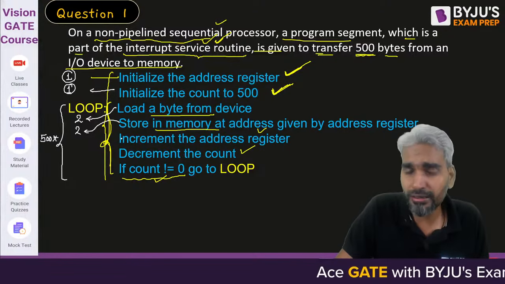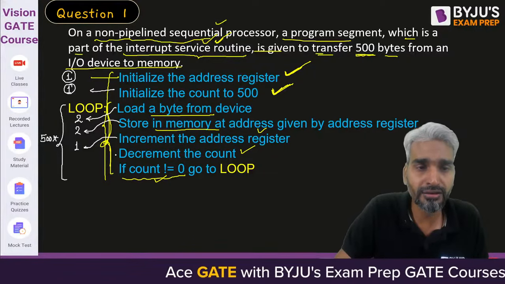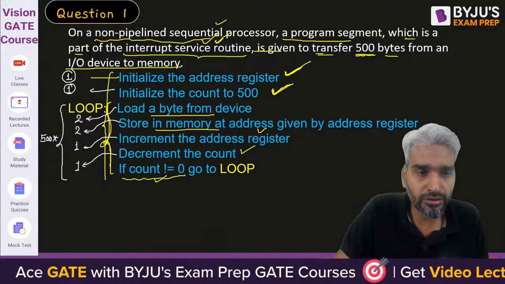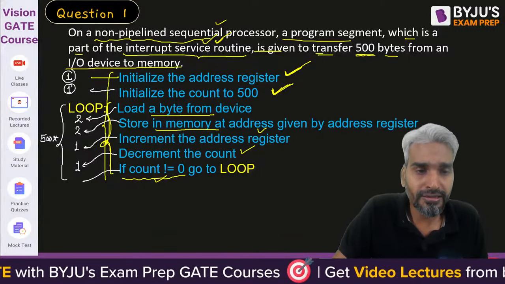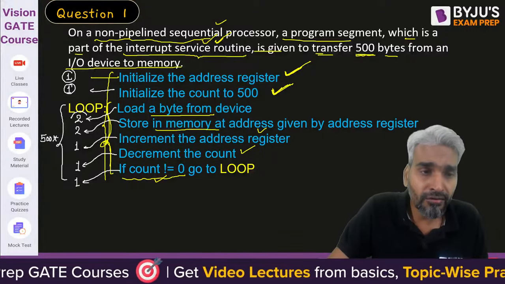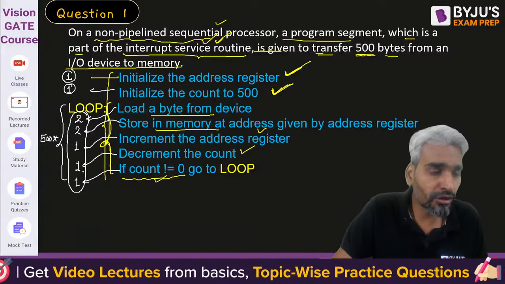Increment is a non-load store instruction, so for this particular instruction only 1 clock cycle will be required. Decrement is again a non-load store instruction, so 1 clock cycle will be required. For this comparison, 1 clock cycle will be required. So, sir, in one iteration of this loop, 7 clock cycles are required.